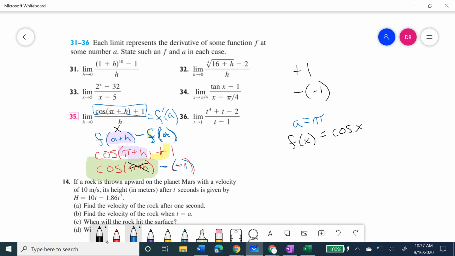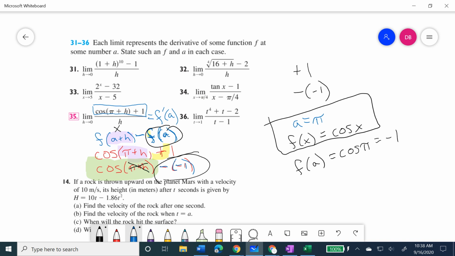You should double check to make sure that this tail end does what it's supposed to do. It is supposed to be f of a. So let's check. Based on what we think is f of x and what we think is a, this should be the cosine of pi. What is the cosine of pi? Yes, negative 1. And that is what we are subtracting. This works. I want you to know that there are other possible answers, but this is the most obvious one. And I'm not going to get into what else you could possibly write at this time.